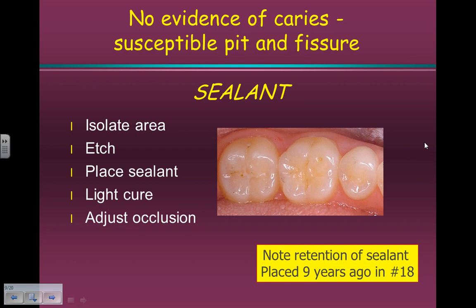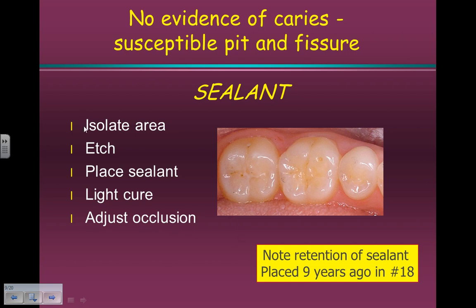So let's take a look at the clinical technique. We really don't see any evidence of caries. These are susceptible pits and fissures. In fact, if you notice on 18, a sealant was placed 9 years ago and it was lost and has broken down. Once you seal a tooth, you're going to go back in and evaluate it for the replacement or repair of the sealant. And the technique is very straightforward.